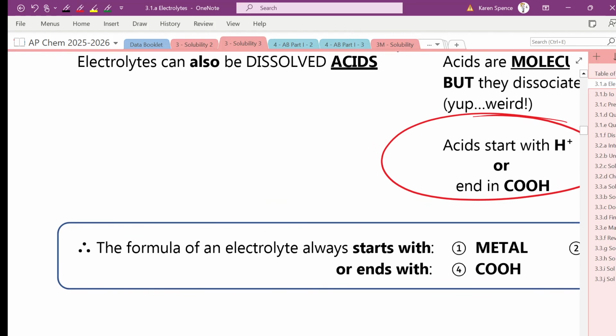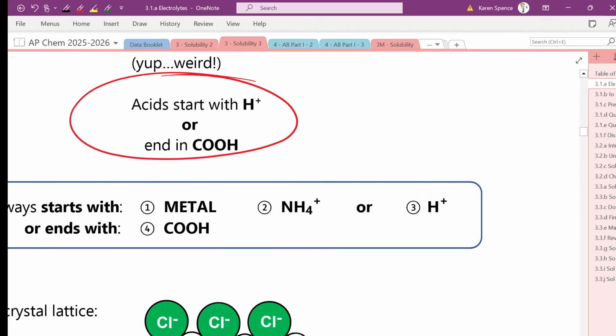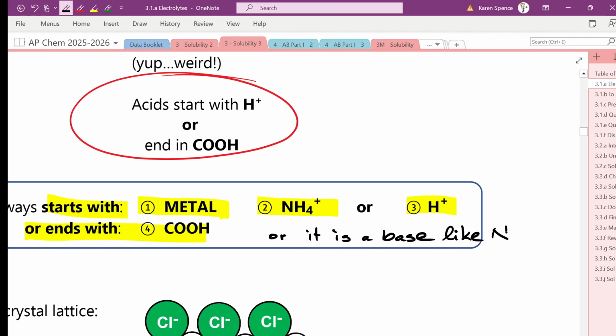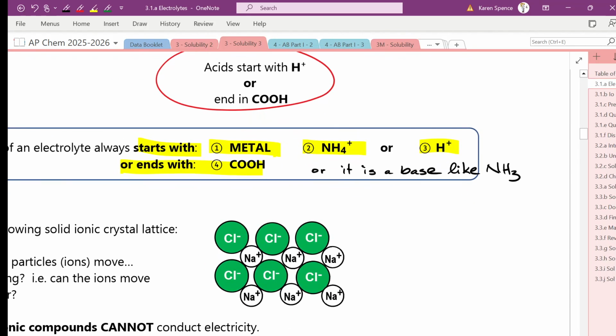So the formula of an electrolyte always starts with a metal or NH4 or H, or it ends in COOH, or it is a base, like NH3. And just to remind ourselves, NH3 accepts a proton from water and gives us ions.